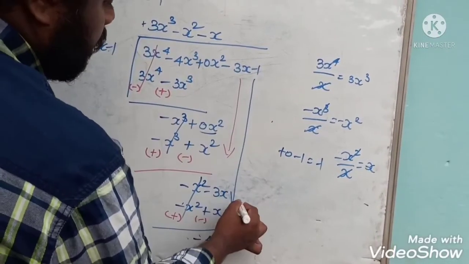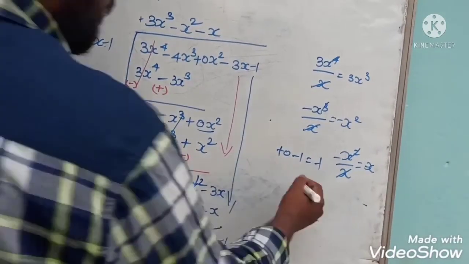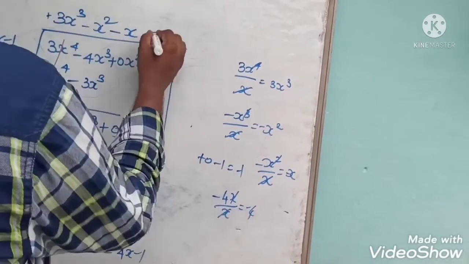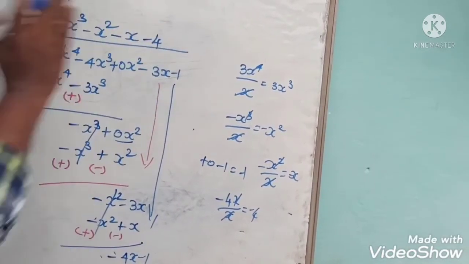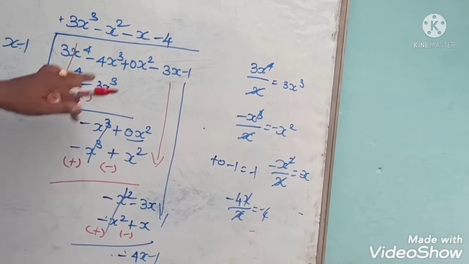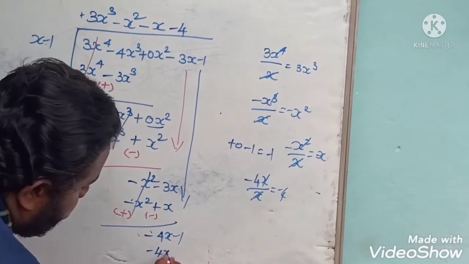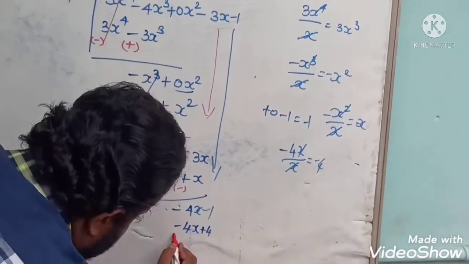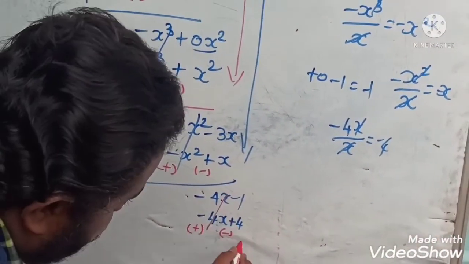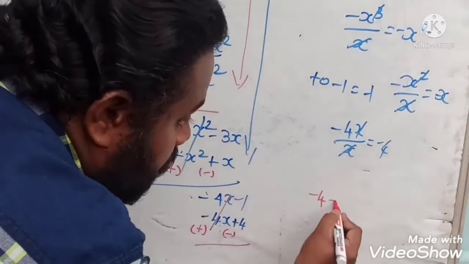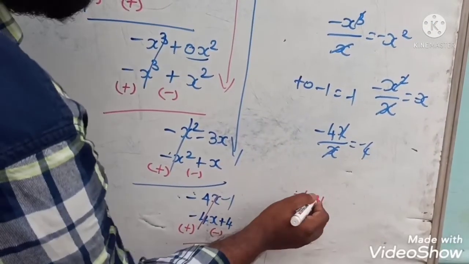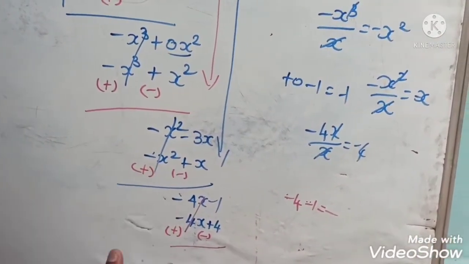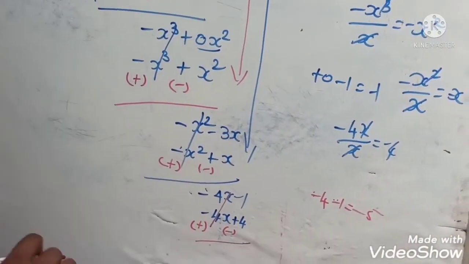Last and final term, minus 1, we take it out. Again we compare the first term, minus 4x divided by x, we get minus 4. Finally we multiply with the constant. Now it comes to the end. So minus 4x, minus into minus, plus 4. Again you change it, plus, minus. This one cancels. Minus 4, minus 1. So both symbols are the same, so the answer becomes minus. What is the condition for integers? The same symbol, you have to add. So 4 plus 1, 5. The answer is minus 5.